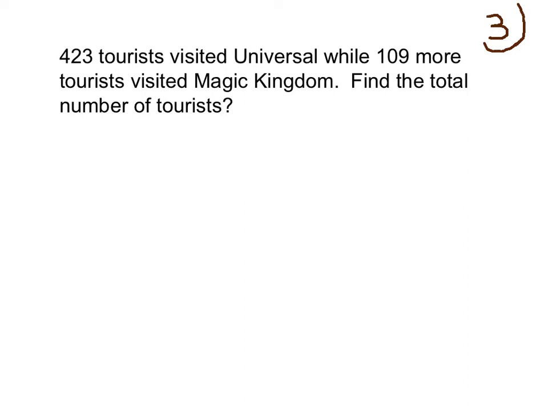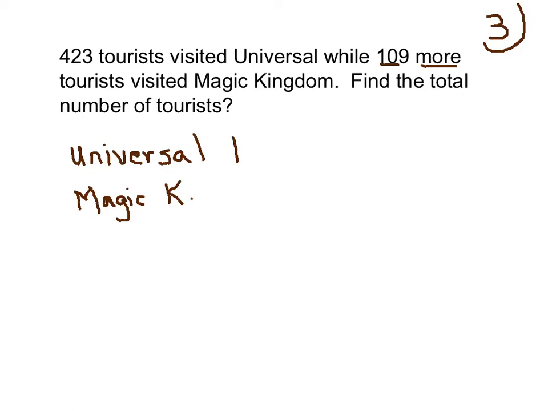Okay, when I ask the question, who is involved, I notice that I have tourists, but I am counting tourists at Universal, and then I am counting tourists at Magic Kingdom. I'm just going to use a K for Kingdom. Who has the smallest amount? 423 tourists visited Universal, while 109 more visited Magic Kingdom. So Universal has the smaller amount. I will give them the box.